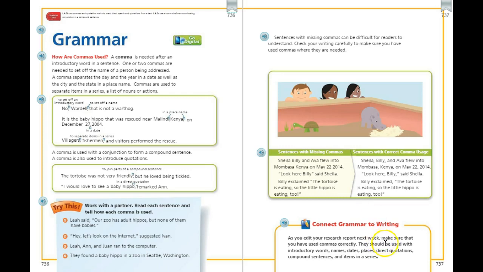So as you edit your research report next week, make sure that you have used commas correctly. They should be used with introductory words, names, dates, places, direct quotes, compound sentences, and items in a series. That is a lot to remember.